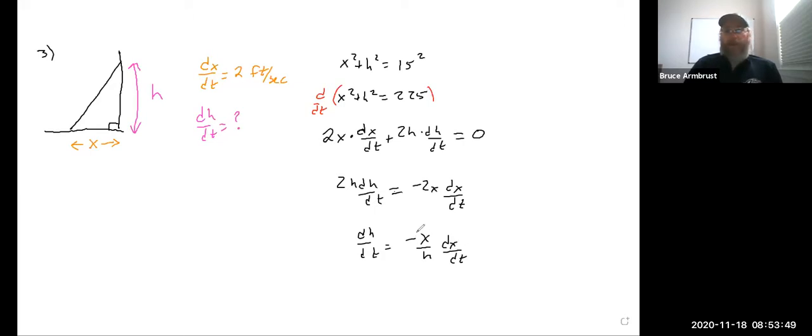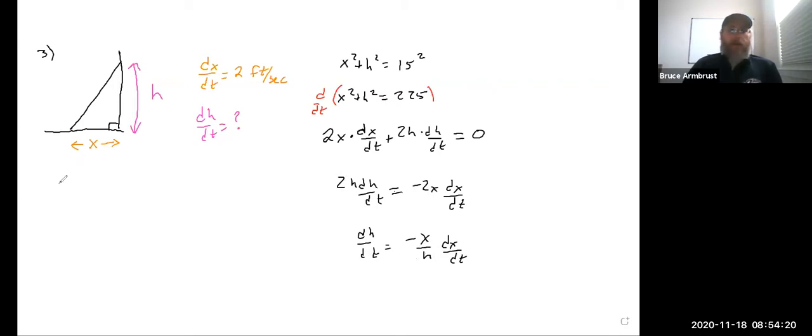But this is a little bit weird. You may not expect this, but it does also depend on x and h. It depends where the ladder is at that moment. Basically, it depends on the angle, because the steeper this is, the slower it's going to drop. If it starts getting kind of flat, it drops very quickly. So that's what ends up happening here.